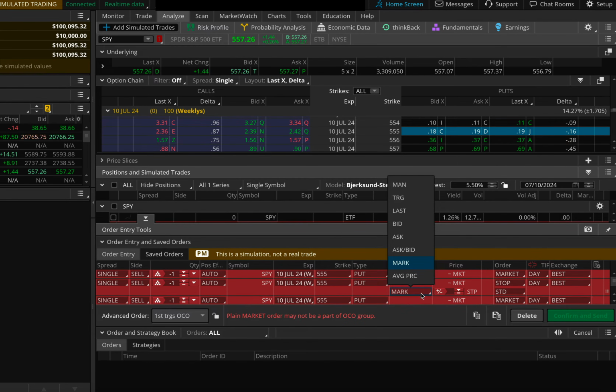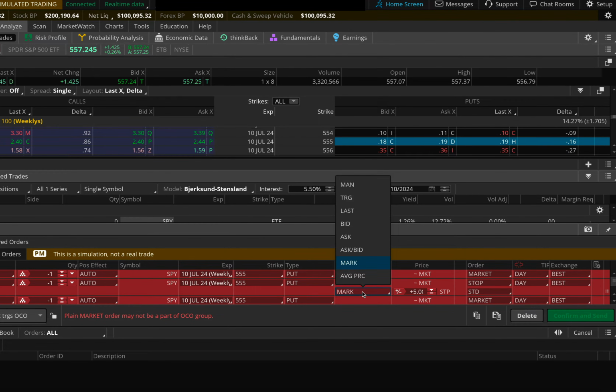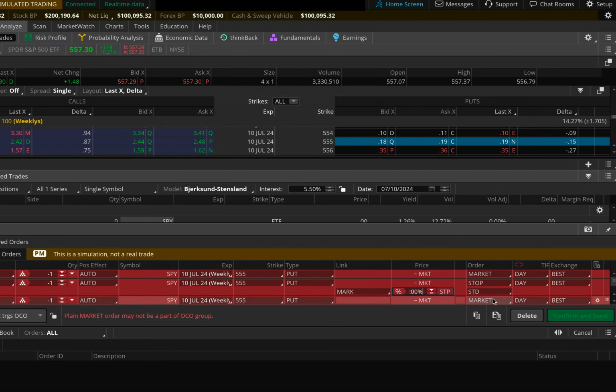It must not be mark. Trigger? Why aren't I seeing anything in here? Trigger. Oh, here we go. So I think it's mark. And then he changes this to percent, and then he says 200%. I'm doing this right. And then the other one is going to be the time stop.